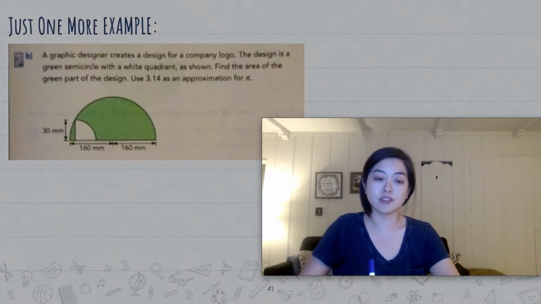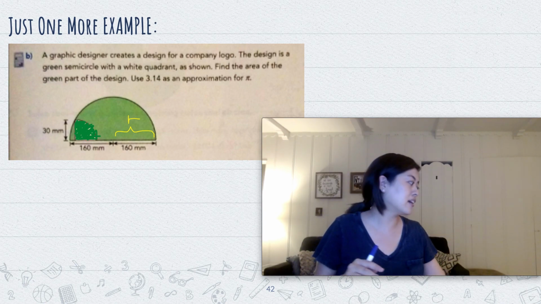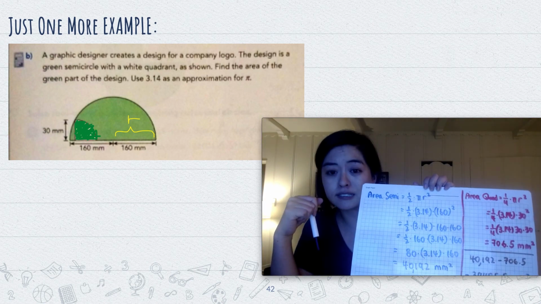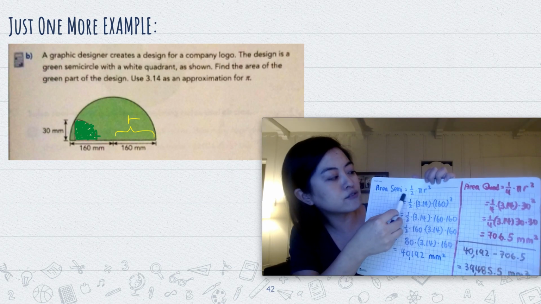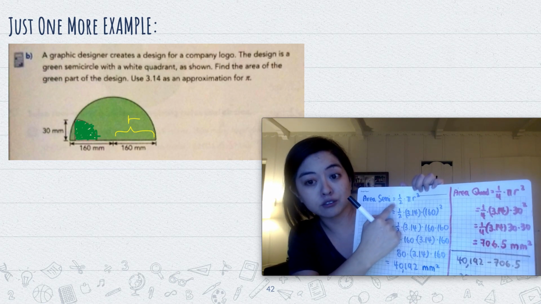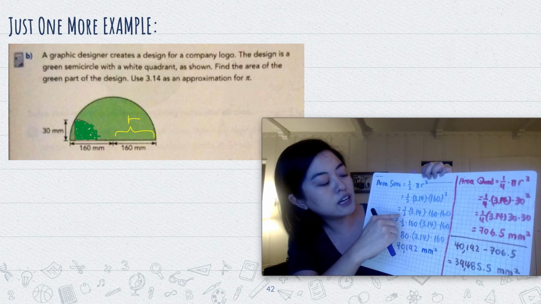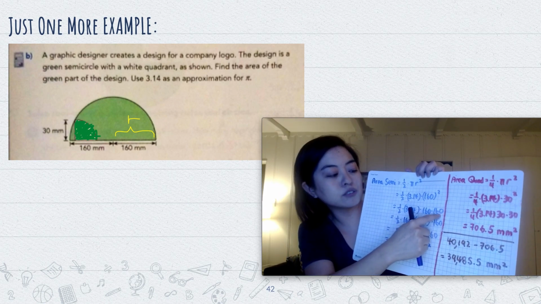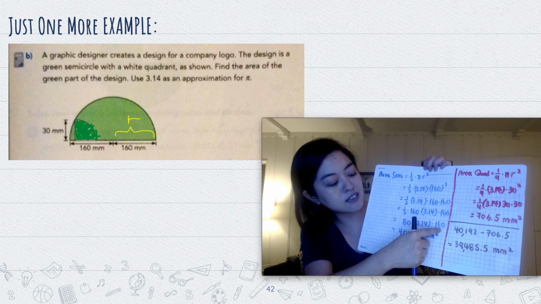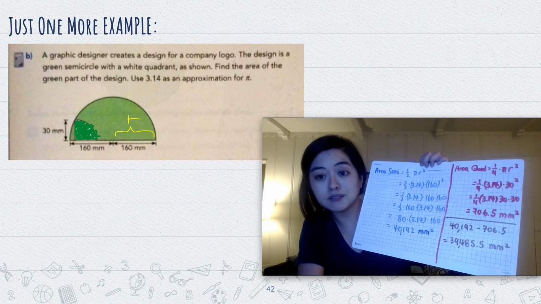Okay, so I shaded in that white part because we're gonna take the area of the semicircle, okay? So to find the area of the semicircle, I notice that the radius is 160 and we're using 3.14 as an approximation for pi. So the area of a circle is just pi r squared, but we're doing the area of the semicircle, which is half of the regular circle, okay? So half times 3.14 times 160 squared, which is 1 half times 3.14 times 160 times 160. And I'm going to just take half of 160, which is 80. So now I have 80 times 3.14 times 160. And I inputted that in my handy dandy calculator, and I got 40,192 square millimeters.